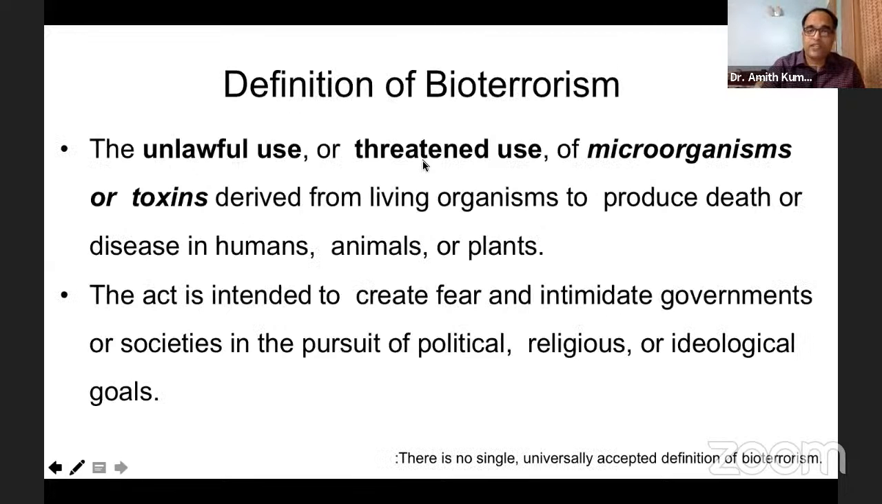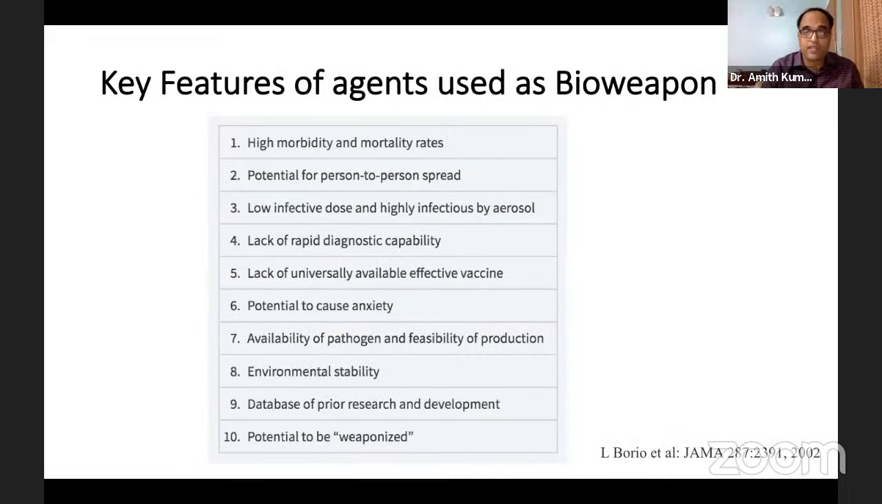So the definition of bioterrorism, let me start with the word. There is no single universally accepted definition of bioterrorism. The country that takes bioterrorism the most seriously is the United States of America, and here the CDC has put forth a definition: the unlawful use or threatened use of microorganisms or toxins derived from living organisms to produce death or disease in humans, animals, or plants. The act is intended to create fear and intimidate governments or societies in the pursuit of political, religious, and ideological goals.